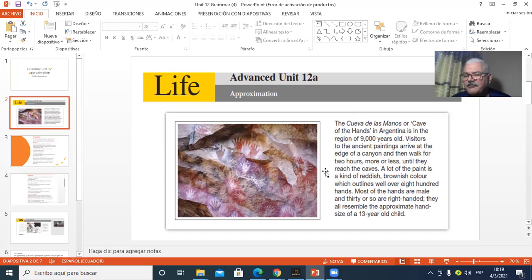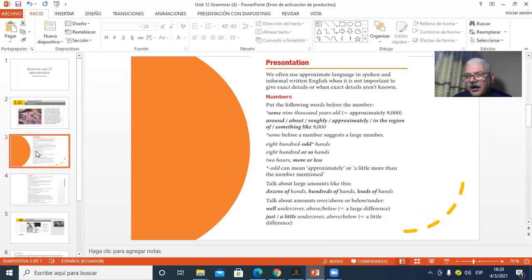Well, notice that we are referring to a finding in a cave, but we cannot count. There are thousands of hands, and when that happened, we don't know. We just find a relative moment in time. Okay, that's what we are going to analyze today. Okay, the use of numerals and some other words that we use to refer to this specific, let's say, issue.